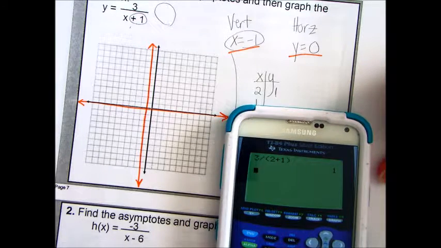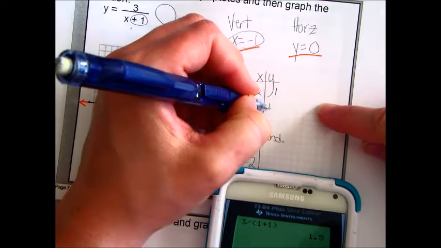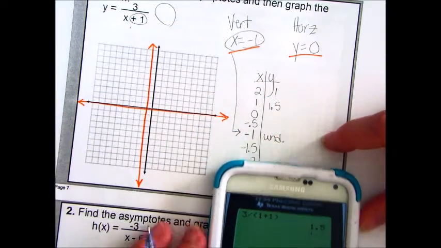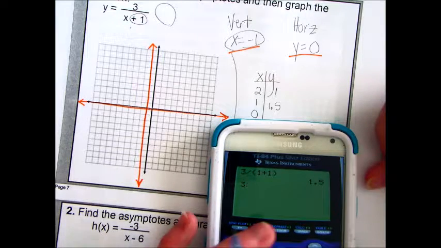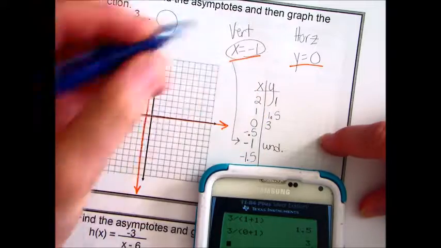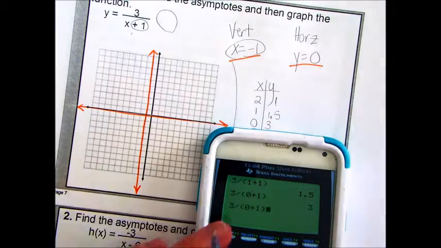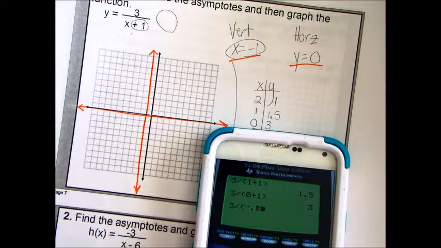Now we'll plug in 1. 3 divided by parenthesis 1 plus 1. And I get 1.5. Now let's plug in 0. 3 divided by parenthesis 0 plus 1. And I get a positive 3. Now let's plug in negative 0.5. And I get positive 6.